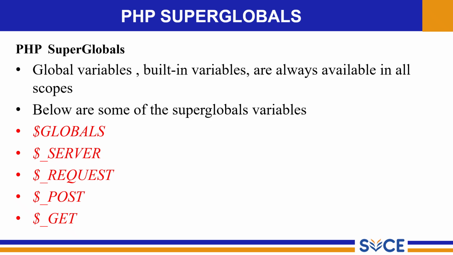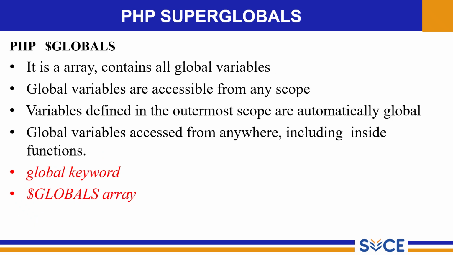$GLOBALS, $_SERVER, $_REQUEST, $_POST, $_GET are some of the examples for super global variables. $GLOBALS is an array that contains all global variables. Global variables are accessible from any scope within a PHP script.